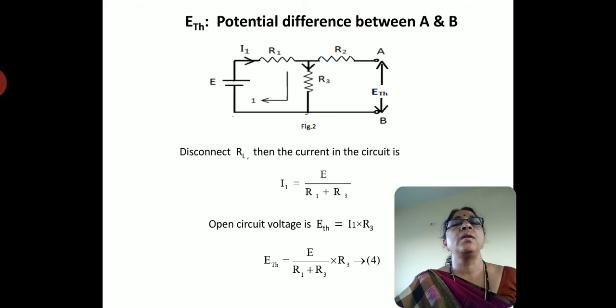Therefore, as we are going to disconnect RL, the current in the circuit is I1 is equal to E divided by R1 plus R3. Then the open circuit voltage, that is ETH, is equal to I1 into R3. So therefore, ETH is equal to E divided by R1 plus R3, into R3. Say this is equation 4. This is the Thevenin's reduced voltage.